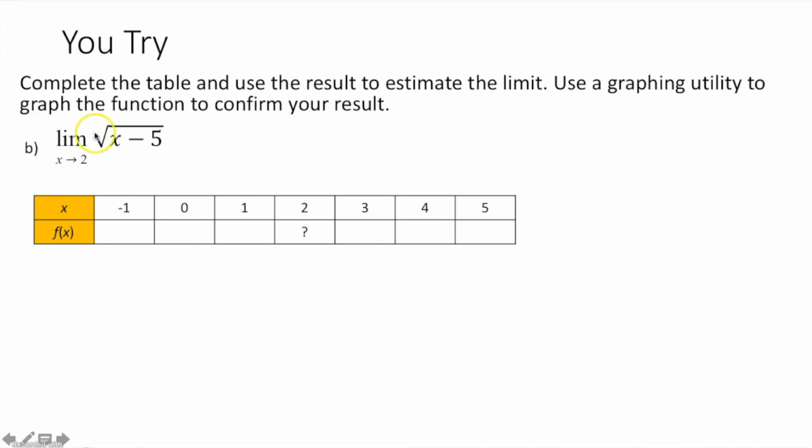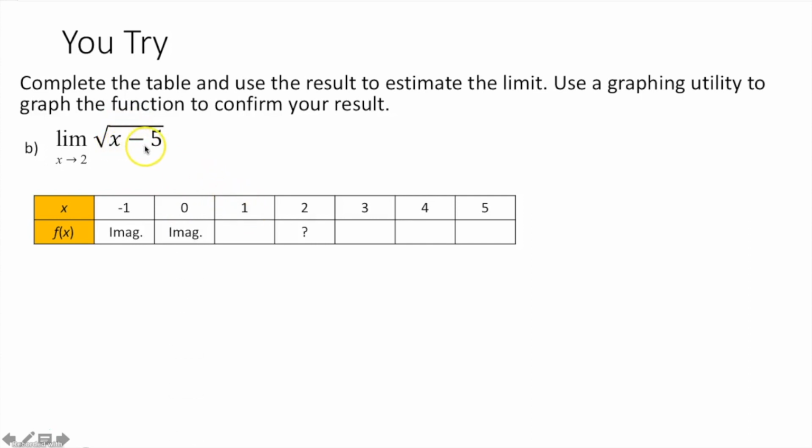For part B, we're doing the same thing. We have the limit as x approaches 2 of the square root of x minus 5. So I'm going to pick 3 x values to the left of 2, 3 x values to the right of 2, and plug them into our function and see what y values I get with those. So if I were to plug in negative 1 for x, negative 1 minus 5 is negative 6, and the square root of negative 6 is an imaginary number. Same thing when I plug in 0. 0 minus 5 is negative 5. The square root of negative 5 is an imaginary number.